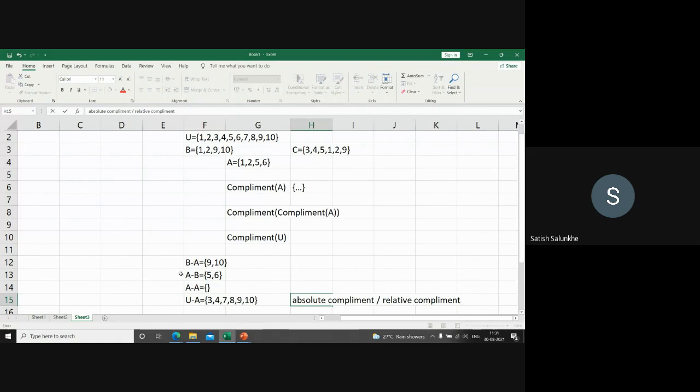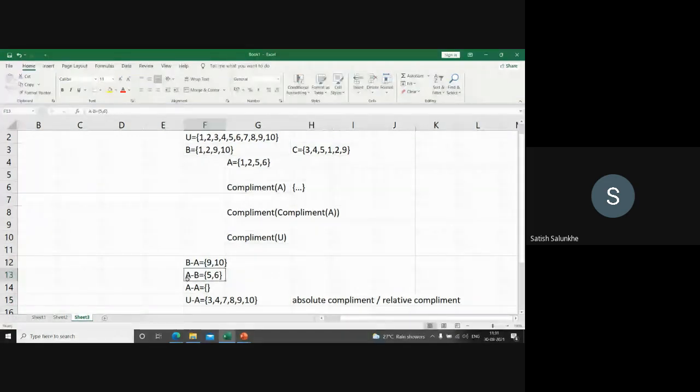So for example, A minus B. Basically this is set difference, or you can also call it relative complement with respect to set B. So relative complement of set A with respect to set B, where set B and set A are both subsets of the universal set. So is it clear? Yes or no? Please immediately respond in the chat box. If there are any questions, please let me know.